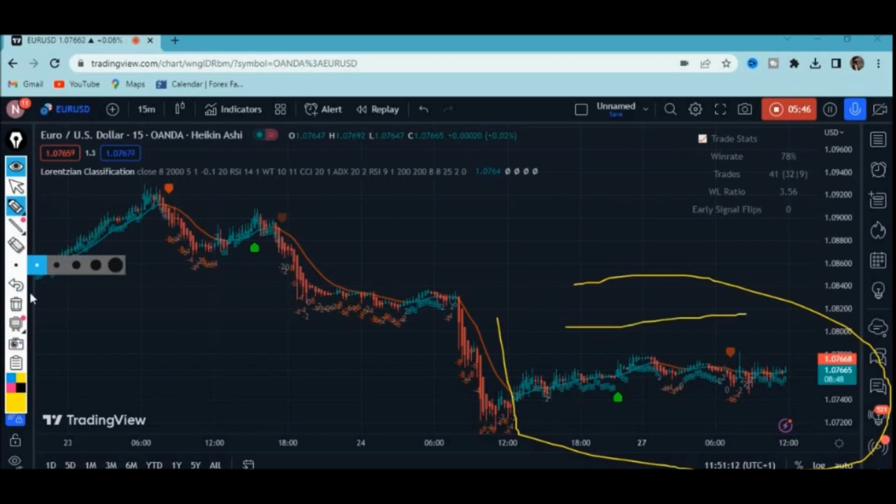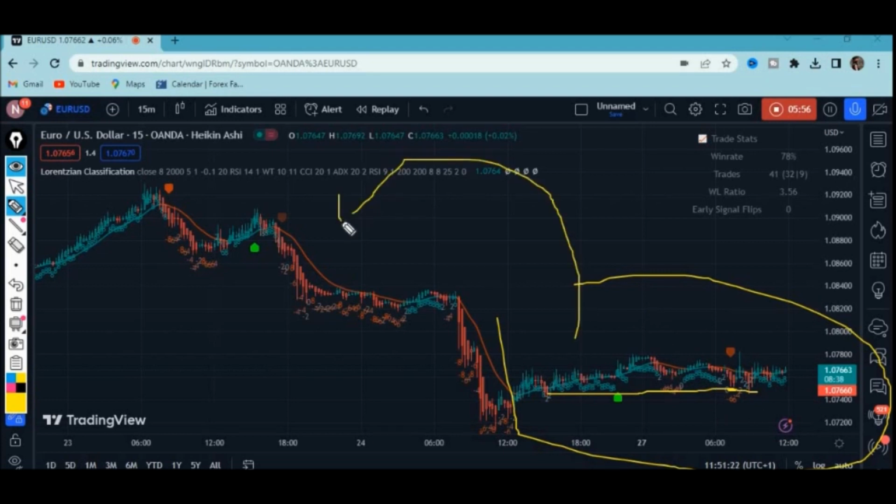When this line moves horizontally, like for instance right here, it is actually horizontal, that means that the market is really consolidating. So comparing this formation over here to what is happening right here, you can see the line is actually visible and you can really see what is really happening in the market.